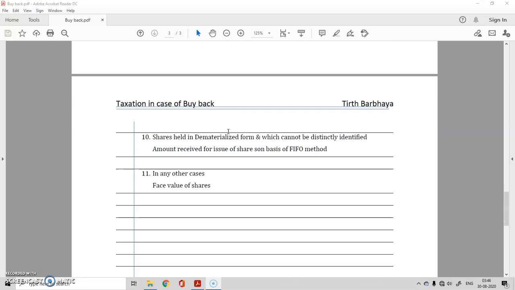In case of 10th, shares held in dematerialized form and which cannot be distinctly identified. In such case, the issue price would be amount received for issue of share on the basis of FIFO method. Now, last case. In any other cases, the issue price would be face value of shares because no other information would be given. Here I conclude the topic.